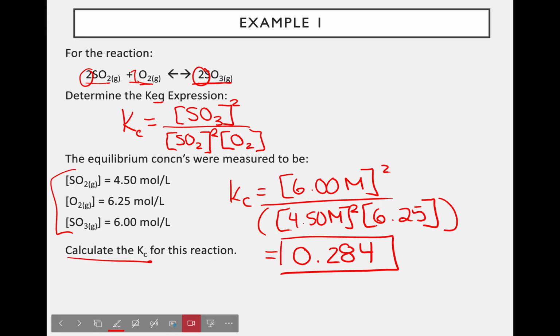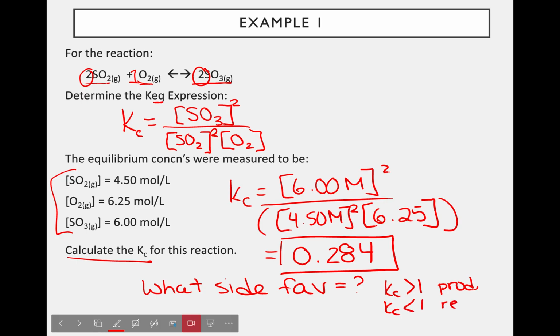An added question we can have here is what is favored? So what side, products or reactants, is going to be favored? If your Kc is greater than 1, it's going to be your products being favored. If your Kc is less than 1, reactants are going to be favored. So ours is less than 1, so we would have more reactants in this equilibrium system than we do products.